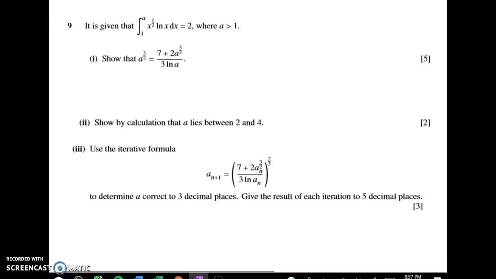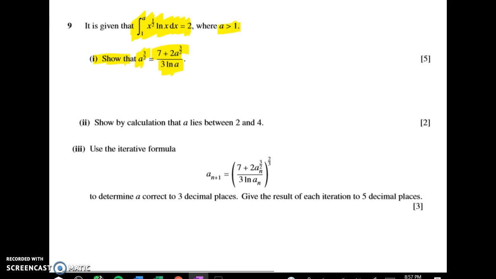So the first bit is the hardest bit, and it's an integration setup. So we're given this integral is equal to 2, and a is some positive constant, and it's greater than 1. And we have to work with that to show that a to the power of 3 over 2 is equal to all of this.